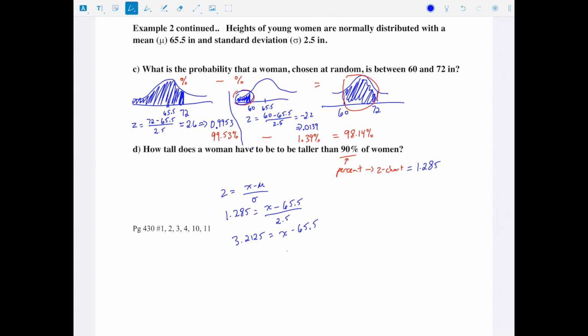Then we can add 65.5 to both sides. So bring the negative 65.5 to the other side, and we get 68.7125. So she should be about 68.7 inches tall. So that puts her at 5'8.7", almost 5'9". Okay, so that's how you work with Z-scores.